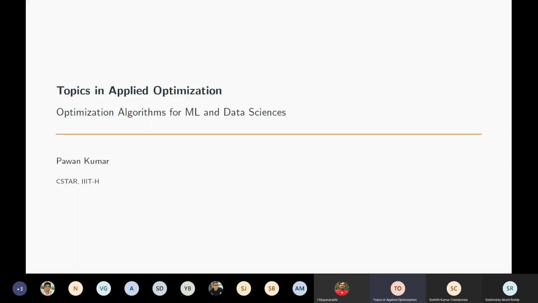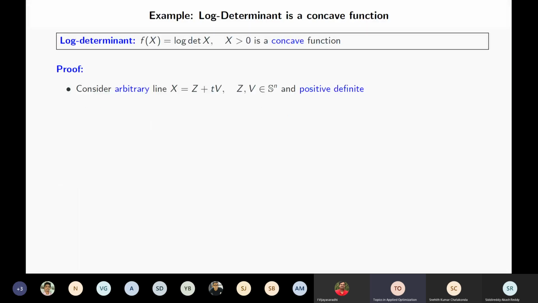Yeah, hello everyone. We'll continue from where we left last time. We are in the chapter on convex functions, and we are doing some practice on how to prove convexity. And this was the example where we left last time, which is log determinant.